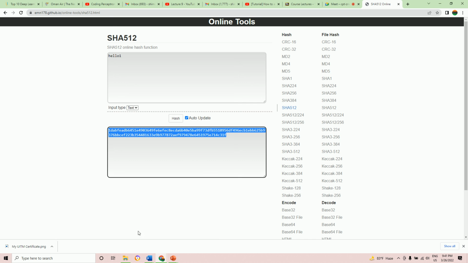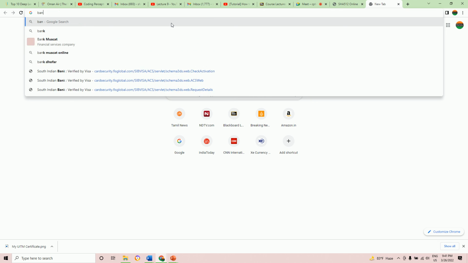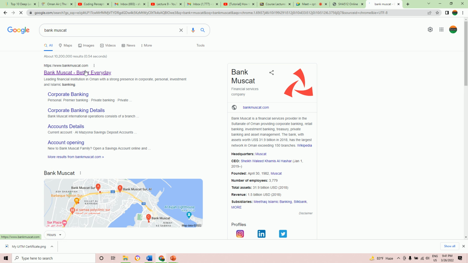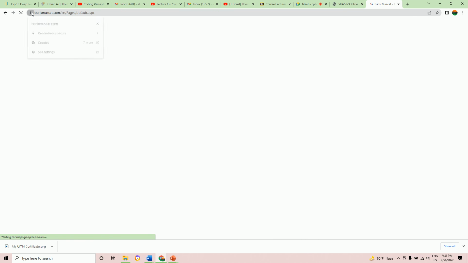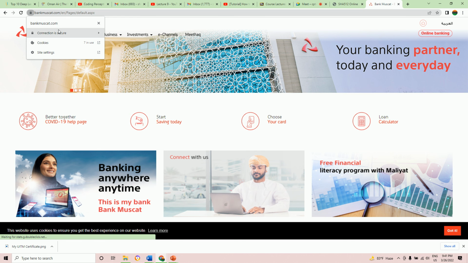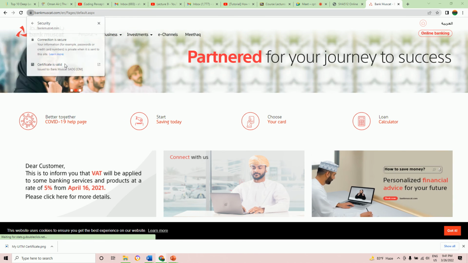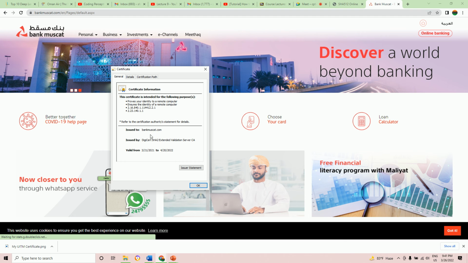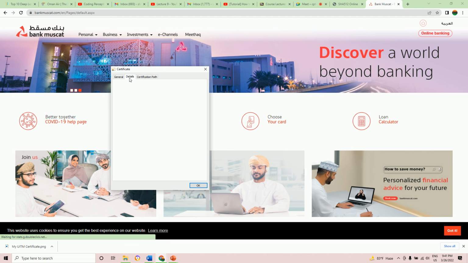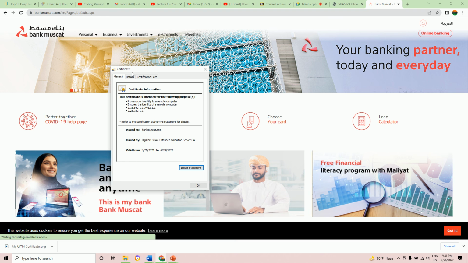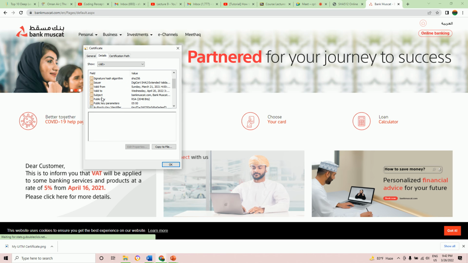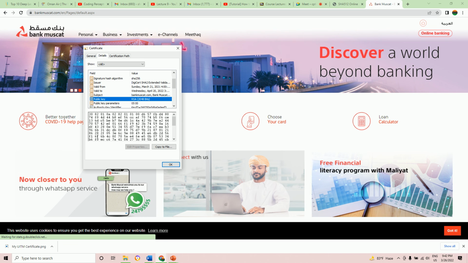So now let's say I go to this website, Bank Muscat. Now if you go to any secured website, in the secured website you can find a certificate. These secured websites send their certificate to our browser. This certificate belongs to Bank Muscat, and if you open the certificate, there is a public key of the Bank Muscat.